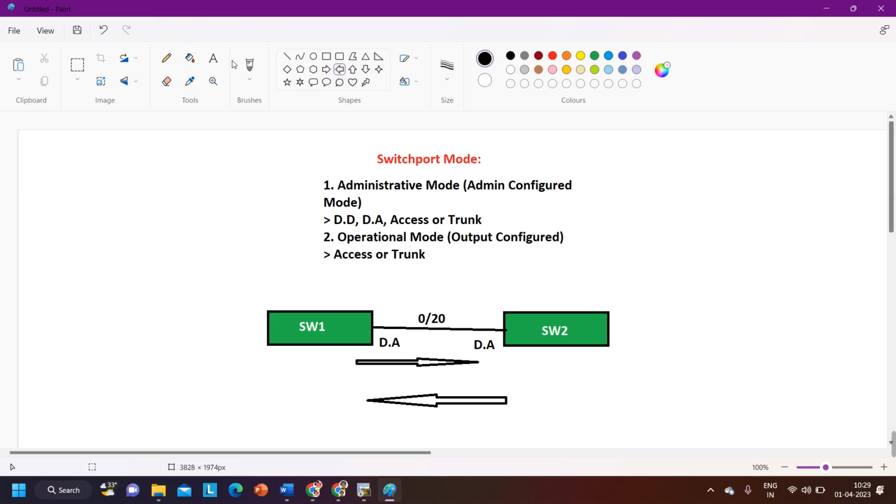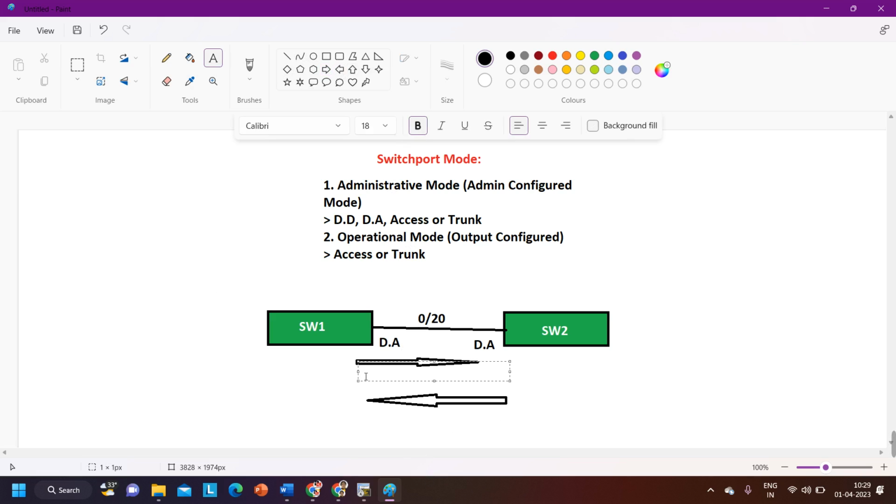In the DTP message, what is the information, guys? The information is about my administrative mode. Inside the DTP message there will be the administrative mode. My administrative mode is dynamic auto, and in the same way switch 2 is also saying my dynamic mode is auto. So we cannot form trunking, yes or no?